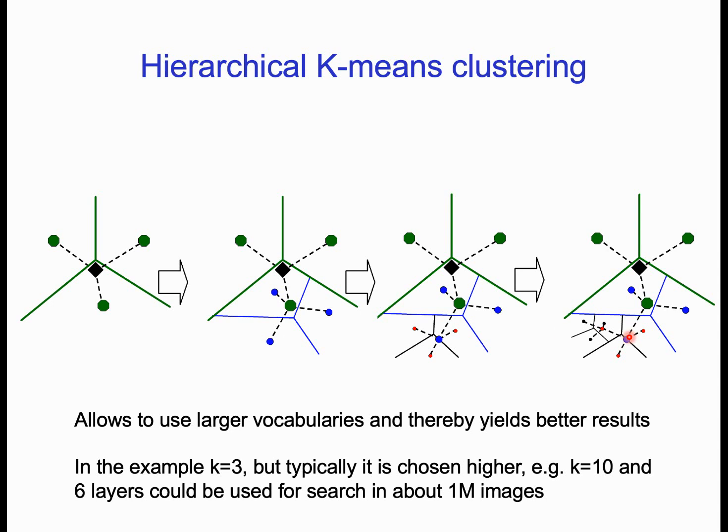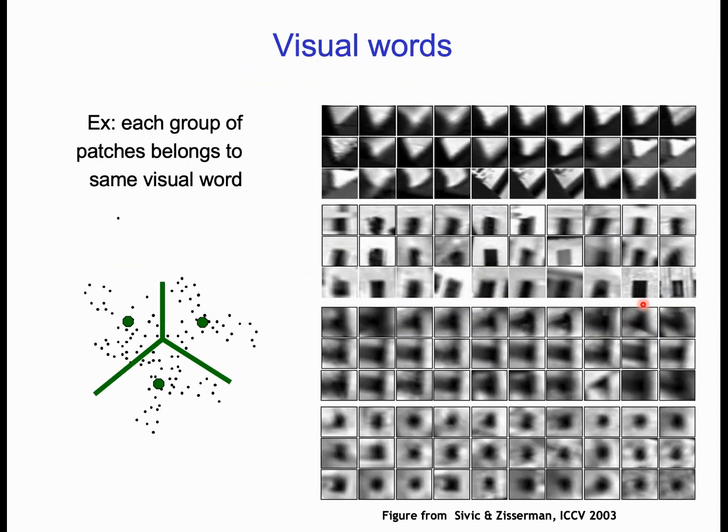In the example here, k equals 3, but usually k is chosen to be 10. So if I repeat this process 6 times, that will already give me 10 to the 6 clusters. So that's pretty neat. I have 10 to the 6 clusters, so I can have a lot of representation power, and each cluster will really specialize in a certain type of region that's seen in the images. Let's have a visual example for this.